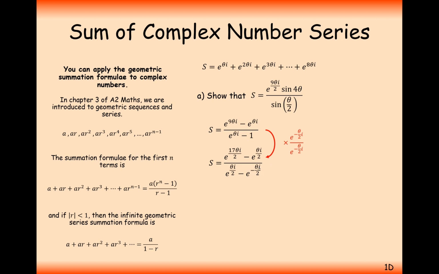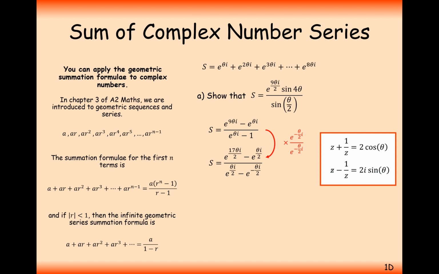Now, why have we done this? Well, if you look at the denominator, what we see is that the powers are equal, but one is positive and one is negative. Now, what this hopefully should remind you of is in the last video, we had this expression here, where z minus 1 over z is equal to 2i sine theta.